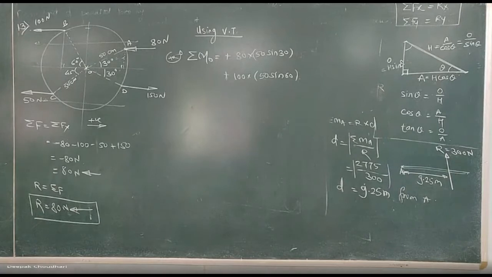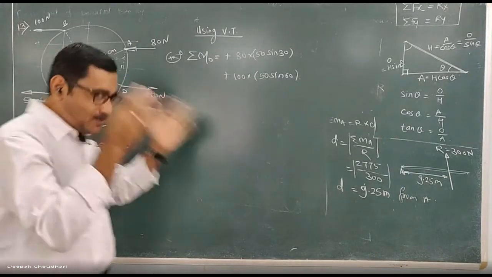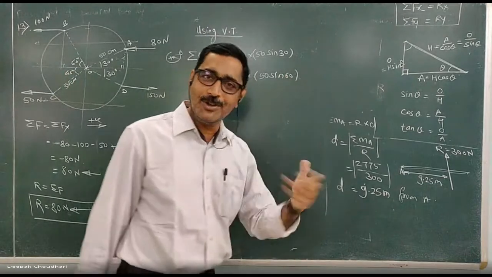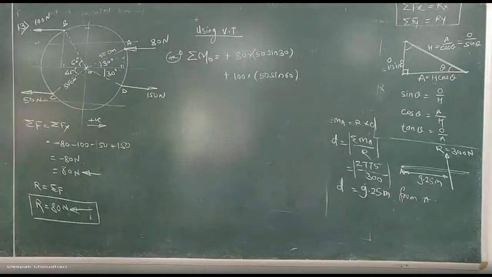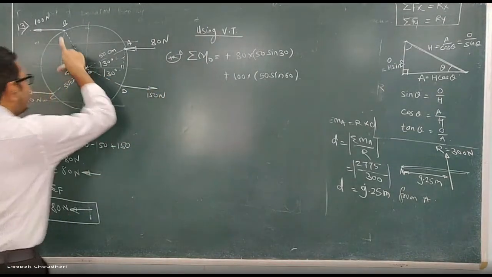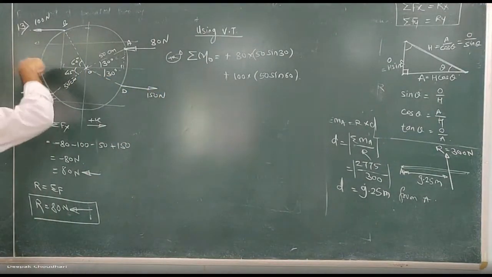Right, in terms of sine and cos and all this, because now you do not need to remember it; you have the calculator to calculate sin 60 and all that. So the moment of this 100 Newton is 100 into 50 sin 60. Here it is anti-clockwise, that's why positive.